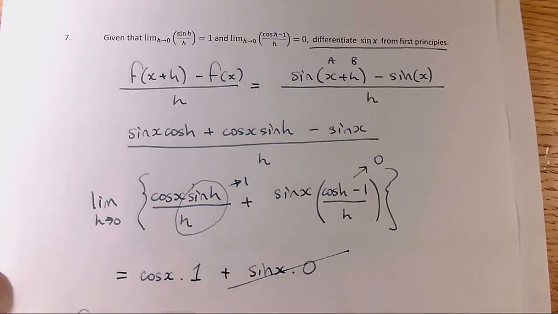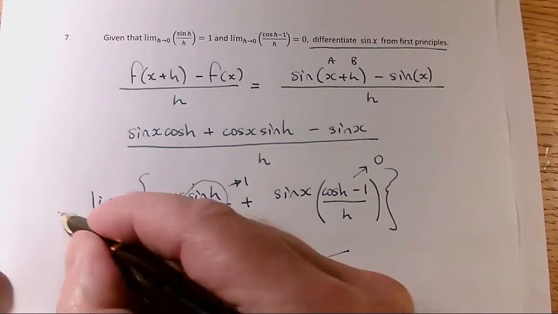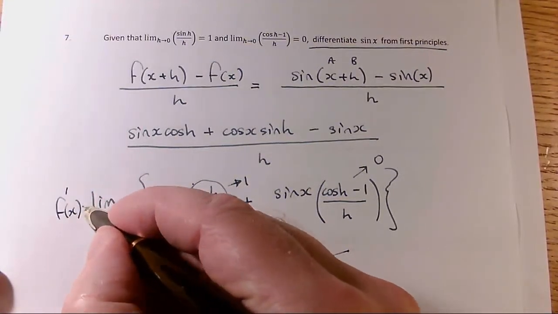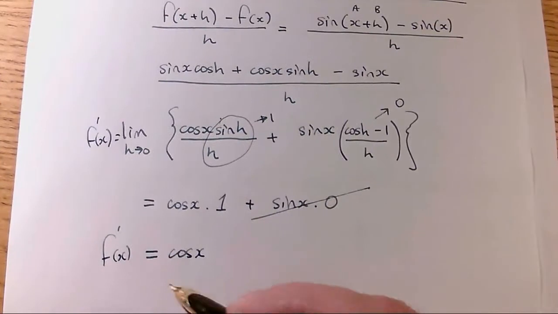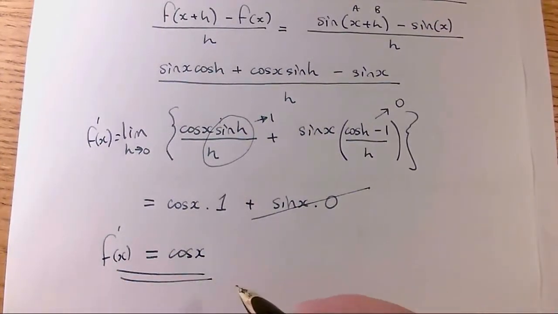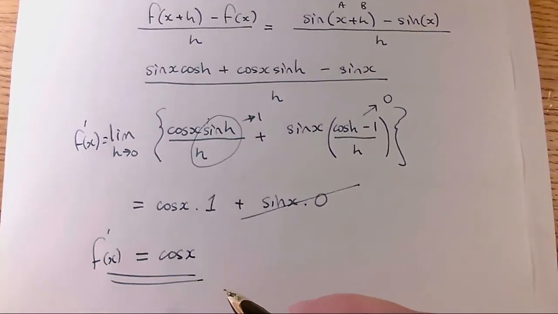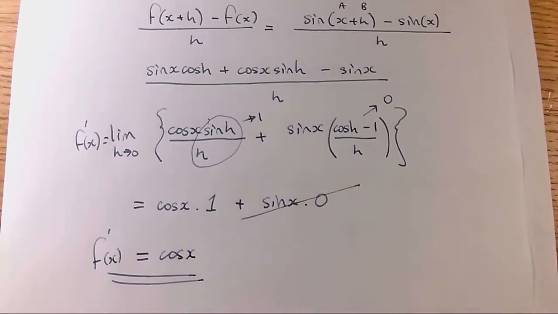So f dashed of x, I ought to have said f dashed of x here. f dashed of x equals just cos x times 1, which is cos x. Whoops. That's my answer. Kind of as required, because I knew what the answer was going to be, but that is my final result. So I double underline it and I am done.